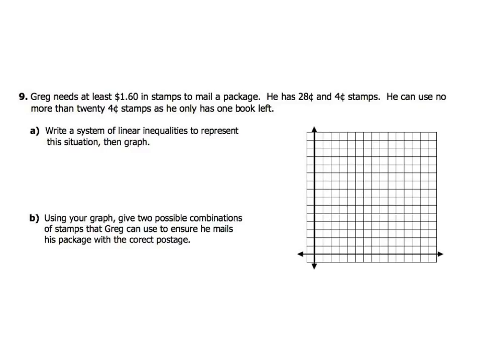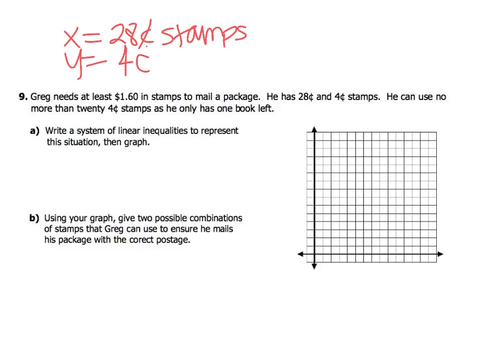And the first thing we want to do before we write our system of linear inequalities is define our variables. So let's say that x equals 28-cent stamps, okay? And we're going to say that y equals the 4-cent stamps, okay? So we define our variables. What is x and what is y? Now we know that he needs at least $1.60 in stamps to mail a package.